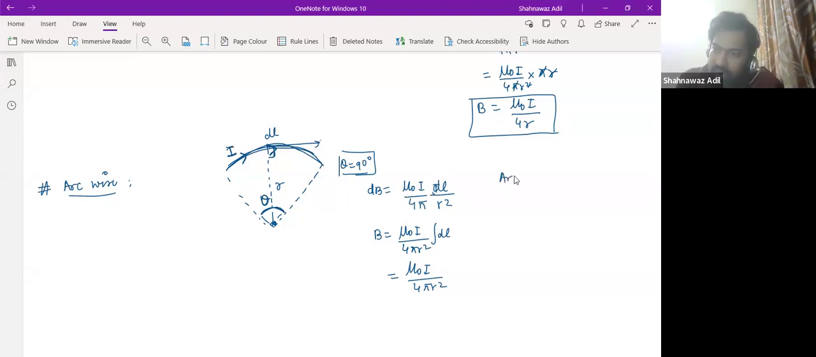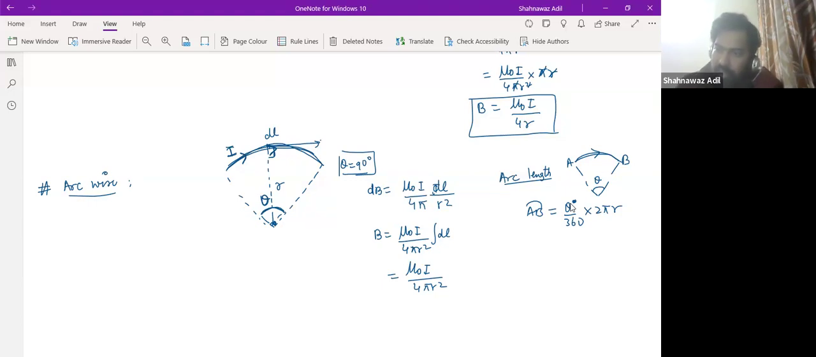So arc length. Let us go back to our 10th standard. How do we calculate arc length? If this theta is given, and this is the arc that we want to calculate, this arc is given as theta by 360 times 2 pi r. That is how we write the arc. In this case, the 360 means theta is in degrees. Clear?